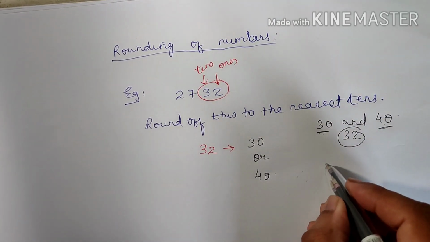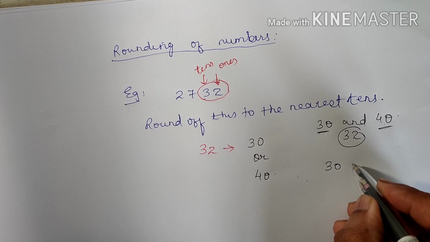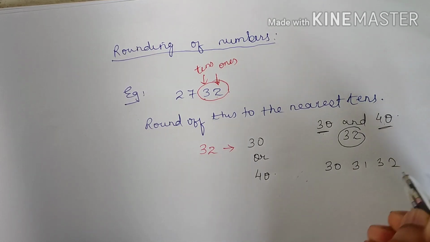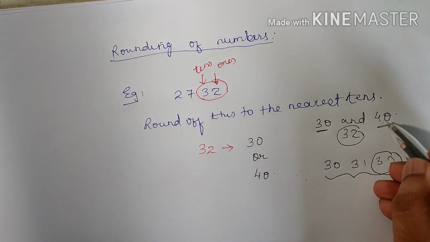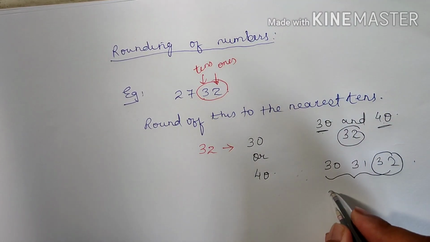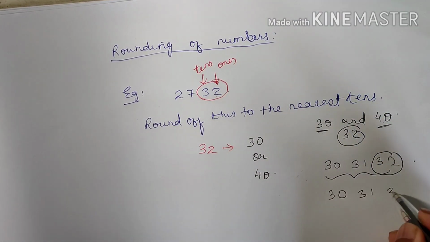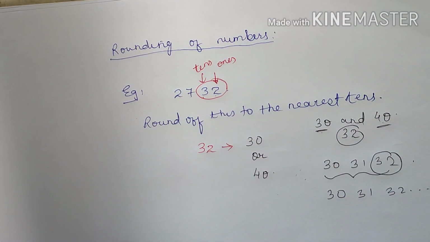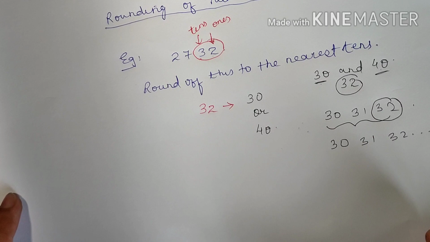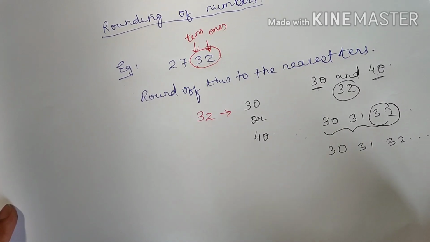Students, you can see that 30 is more near, isn't it? Because after 30 come 31, 32. After only 2 steps you find the number 32. But if we have to go up to 40, you have to cover 31, 32, 33 and so on till 40. So it's a long process. So we can say that 30 is the nearest number.